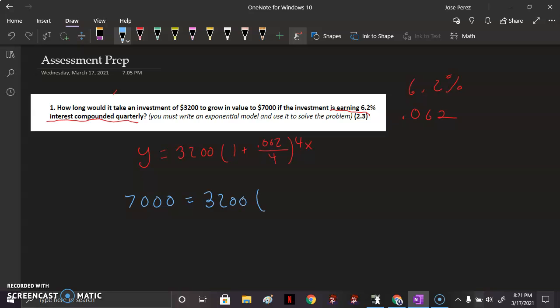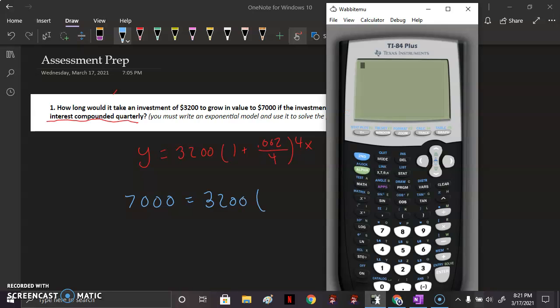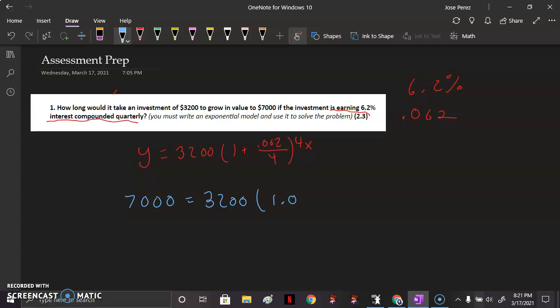3,200. And if we plug this into the calculator, we do 0.062 divided by 4, we get 0.0155. If we add this with 1, we get 1.0155. So we're going to write that 1.0155 to the 4x.